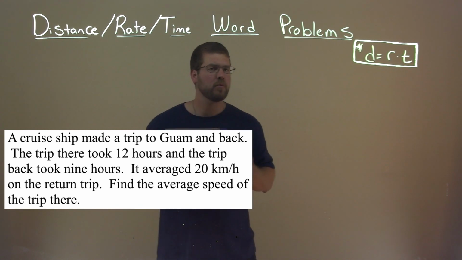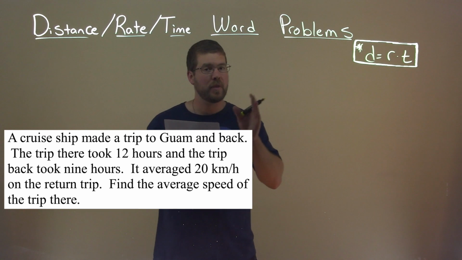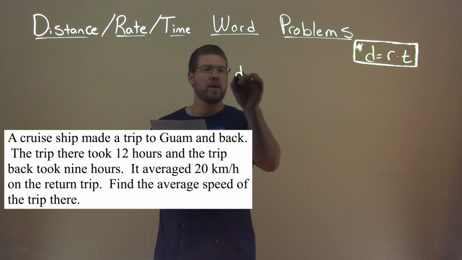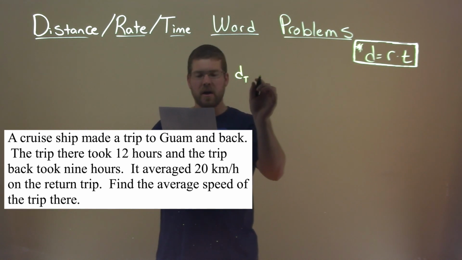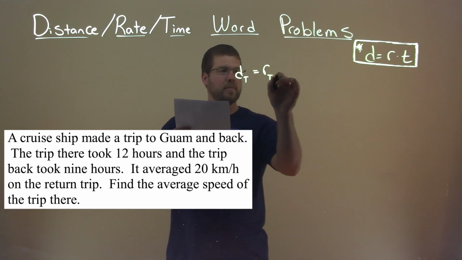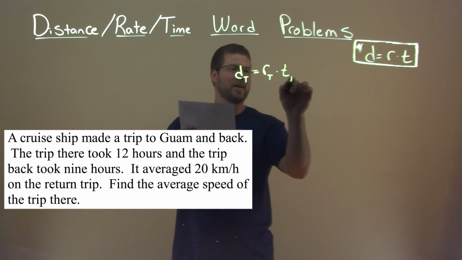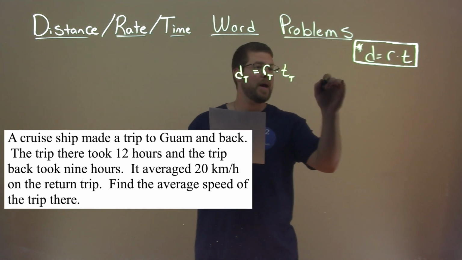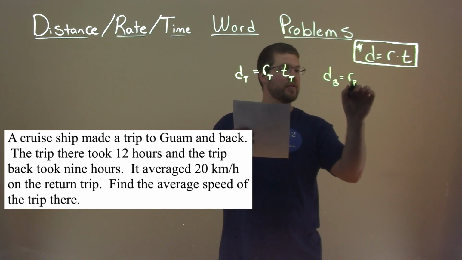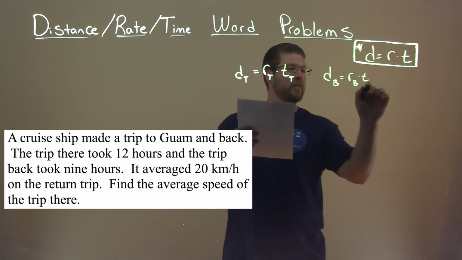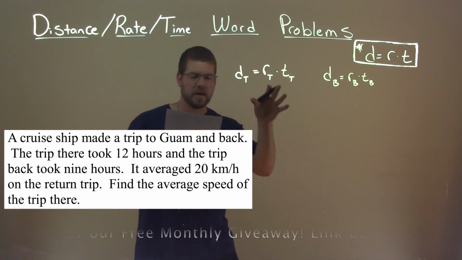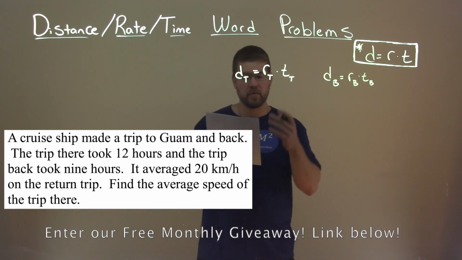So we have our cruise ship, and we're going to break this down into the trip there and the trip back. Our distance equals rate times time. We'll separate the distance of going there, D sub t, is the rate R sub t times the time T sub t. And then the distance of the back journey is equal to the rate of the back journey times the time of the back journey. We're going to use that to plug in what we know from the problem.